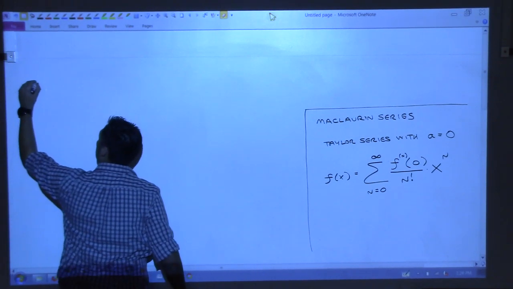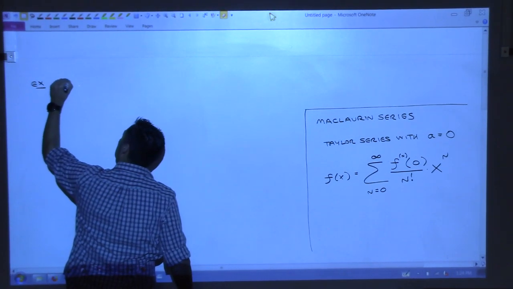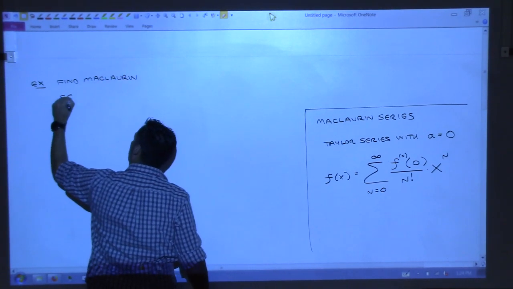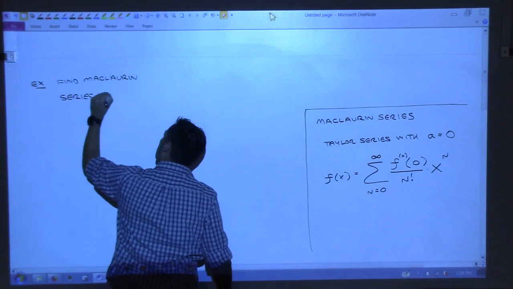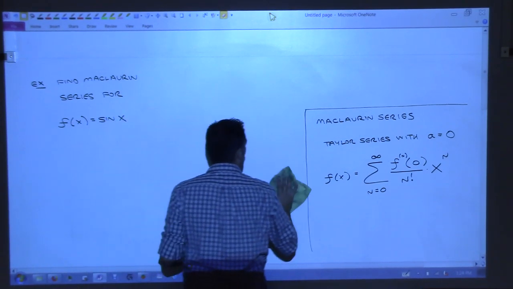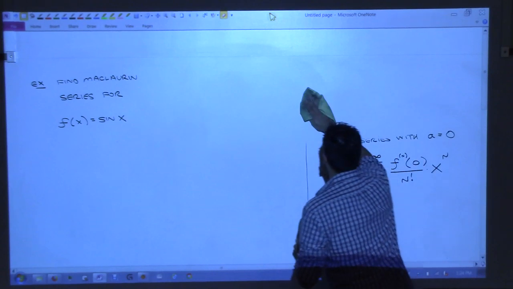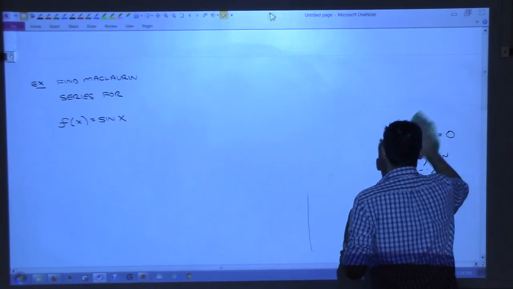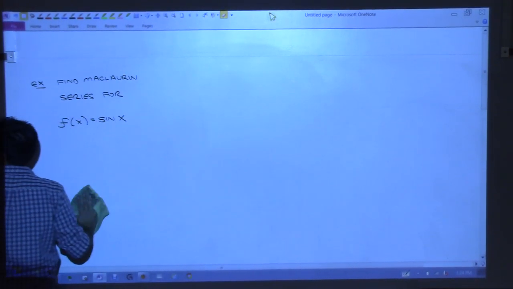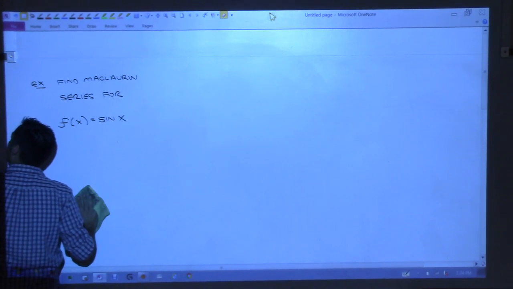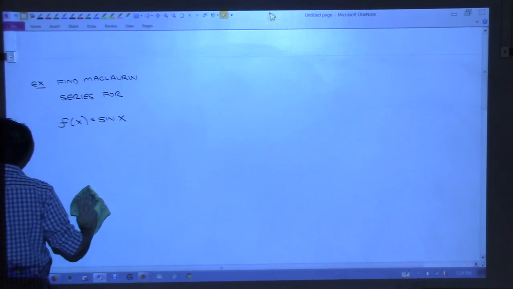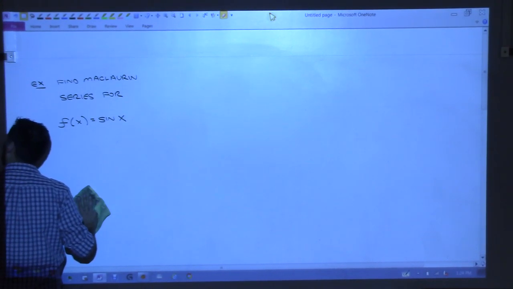First example. Find the Maclaurin series for f of x equals sine x. Our good old sine function. I just erased the formula for the Maclaurin series, but I'm going to put it over here. Maclaurin series: sum n equals 0 to infinity, the nth derivative at 0 over n factorial, x to the n.